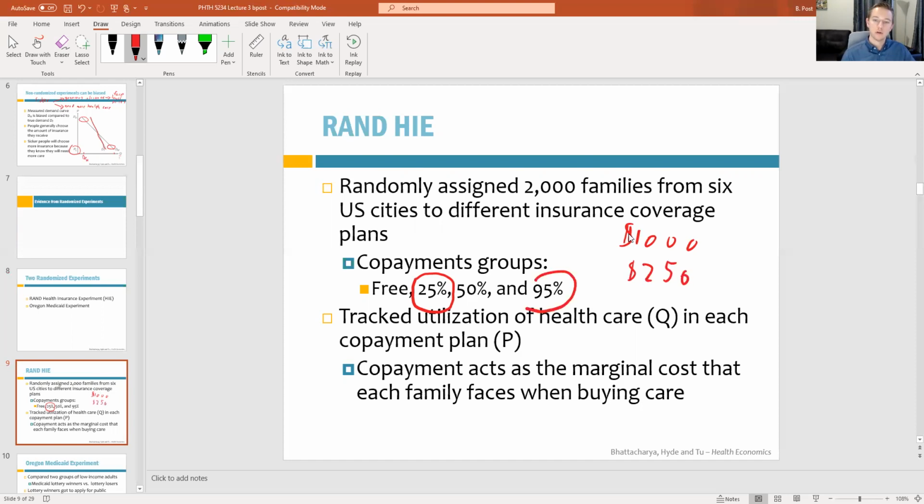If you're one of the sorry folks who were in this group, you had to pay for 95% of it, which means that you'd have had to shell out $950. So this study tracked how much healthcare they demanded, that's the quantity, in each of these co-payment plans, and this is the price. So the co-payment acts as the marginal cost that each family faces when they're buying care.